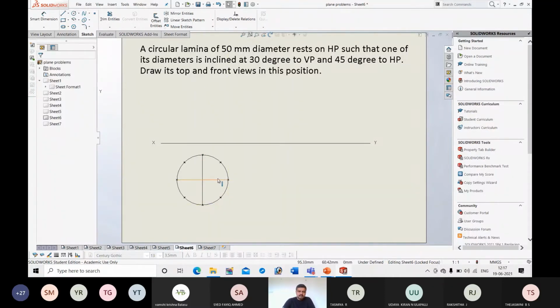Okay. Next, by drawing one horizontal line and one vertical line, I am able to divide the circle into 4 equal parts. But 4 points are not sufficient. I should get a minimum of 8 points.